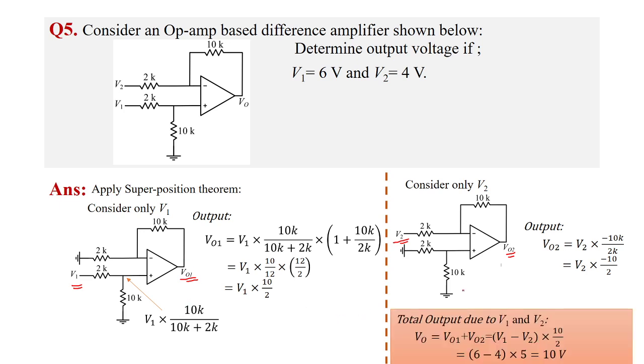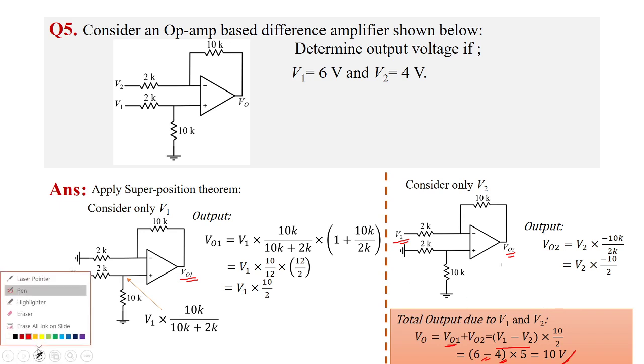So the total voltage V0 due to V1 and V2 will be V0 equals V01 plus V02. V01 is 10 by 2 into V1, and V02 is minus 10 by 2 into V2. So it's like V1 minus V2 into 10 by 2. V1 is 6 volt, V2 is 4 volt, into 10 by 2, which is 5. So it will be equal to 10 volts. So the output voltage of this difference amplifier will be 10 volts.